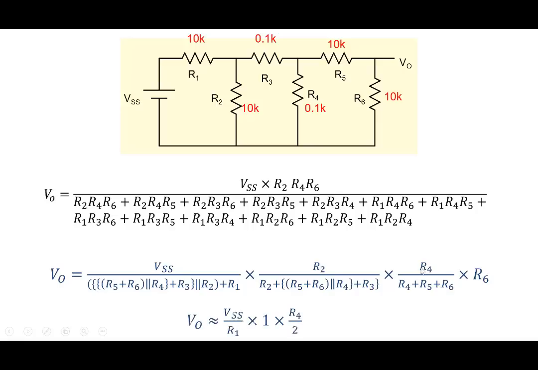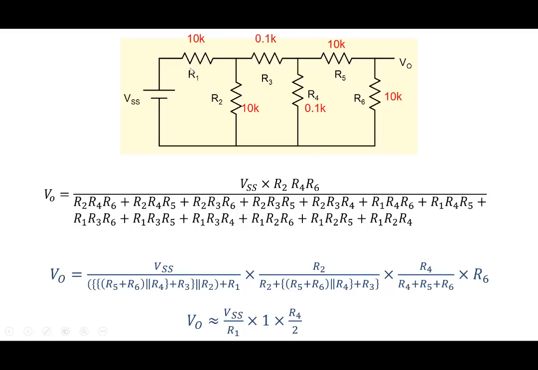So what we can see here is that we can readily simplify this expression. The first term is simply VSS by R1. The second term is about 1. And the last term is R4 by 2. So we could approximate the expression readily using this kind of a structured expression. And now we see that the two most important resistors in my circuit are R1 and R4 for these kinds of numbers.